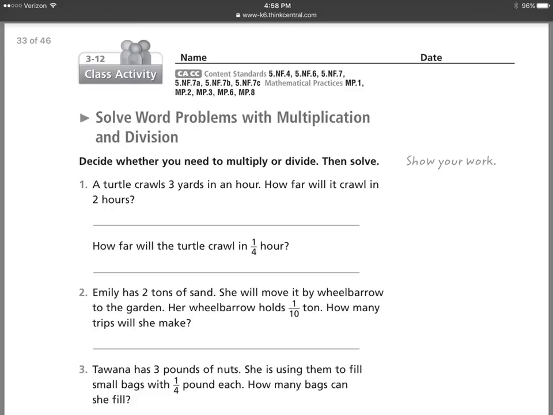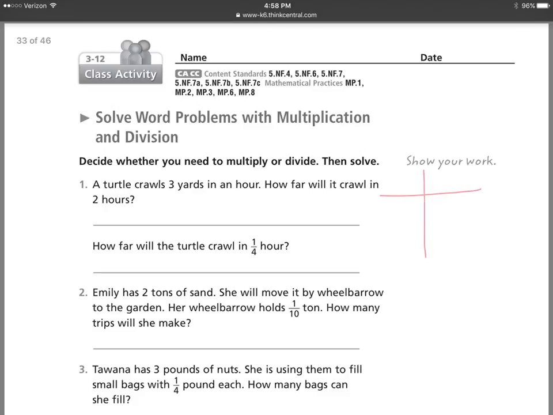Directions for question number 1 say decide whether you need to multiply or divide and then solve. Number 1 says, a turtle crawls 3 yards in an hour. How far will it crawl in 2 hours? We could create a diagram to show our problem. We might create something like this, perhaps a T-chart.